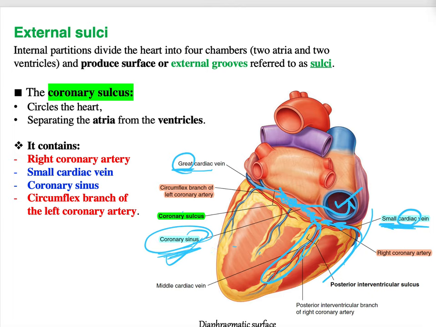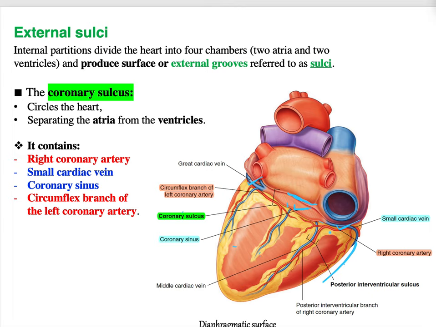However, most importantly at this level, to know that in the coronary sulcus, there is the coronary sinus, there is also the small cardiac vein, there is the great cardiac vein, there is the right coronary artery, this one, and there is a branch from the left coronary artery known as the circumflex branch. I will show you. Okay, this is one of the external features of the heart, the coronary sulcus.